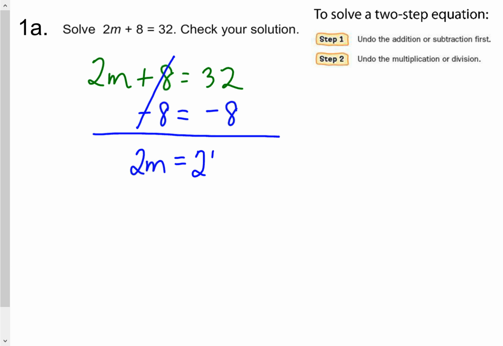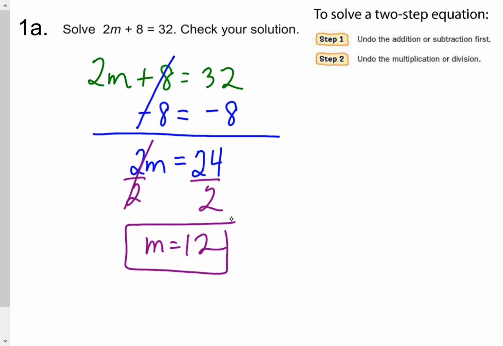Okay, so now I'm going to undo my multiplication of 2. So I'm going to divide by 2 on both sides of the equation. Notice that I'm using a fraction bar instead of the division symbol whenever I'm doing division. Okay, so 2 divided by 2 is 1, so m is going to equal 12. Again, check your solution, please, when you're doing these problems.